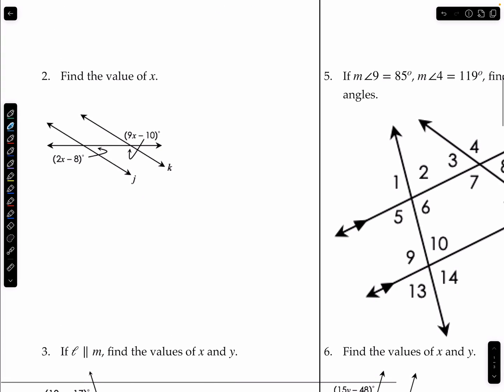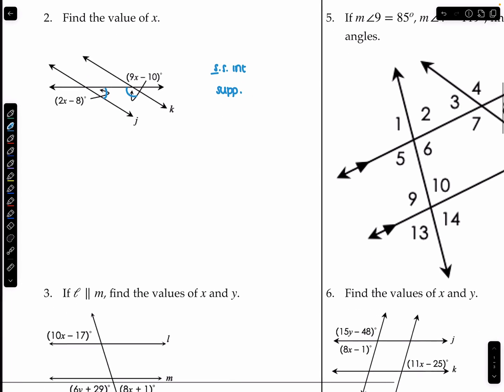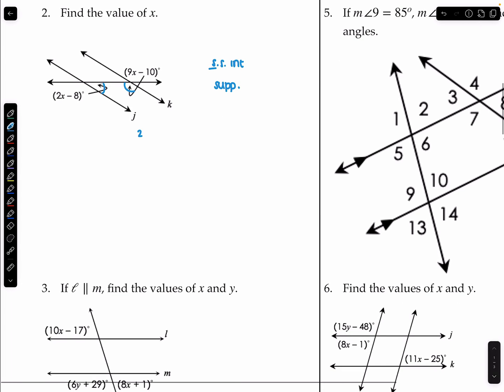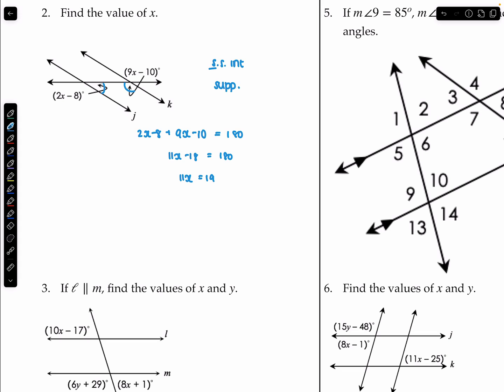Down here, we can see that these are same side interior angles. They're both on the bottom corners of the transversal. And the ones with an S, these are supplementary. And so what we have is 2x minus 8 plus 9x minus 10 equals 180 degrees. This is 11x minus 18 equals 180. 11x equals 198. So x turns out to equal 18.